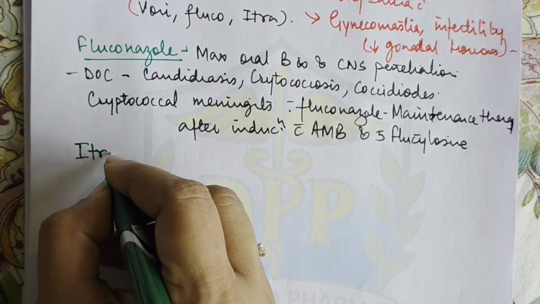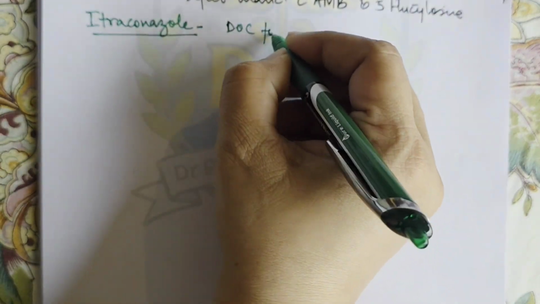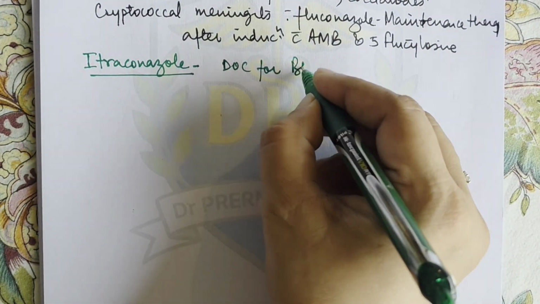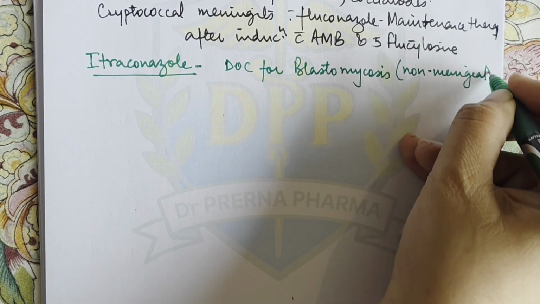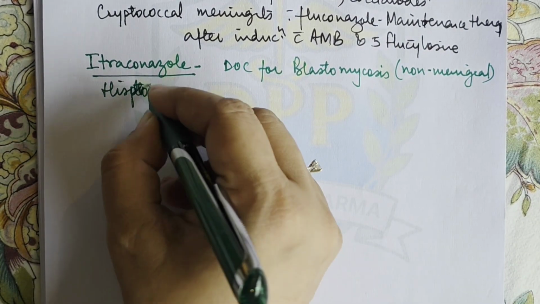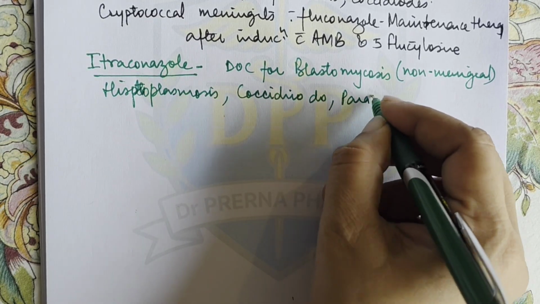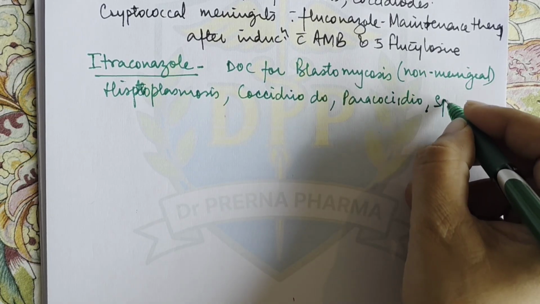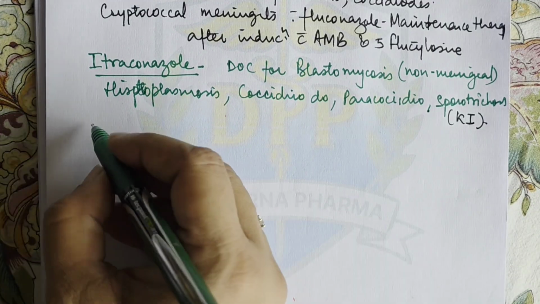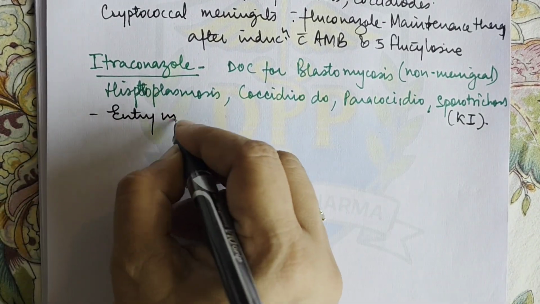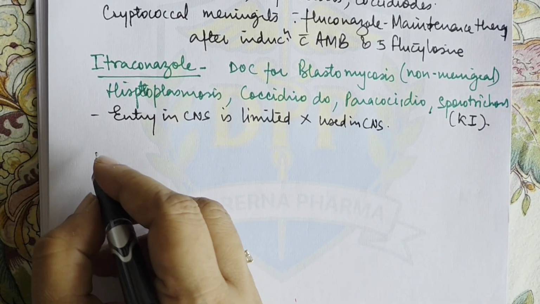The next drug that we have is itraconazole. Itraconazole is basically the drug of choice for blastomycosis, which is non-meningeal. Then it is used in histoplasmosis, coccidioidomycosis, paracoccidioidomycosis, and also sporotrichosis. Earlier, potassium iodide was used in sporotrichosis. Its entry into the CNS is limited, so it is not used in fungal meningitis and CNS infections.